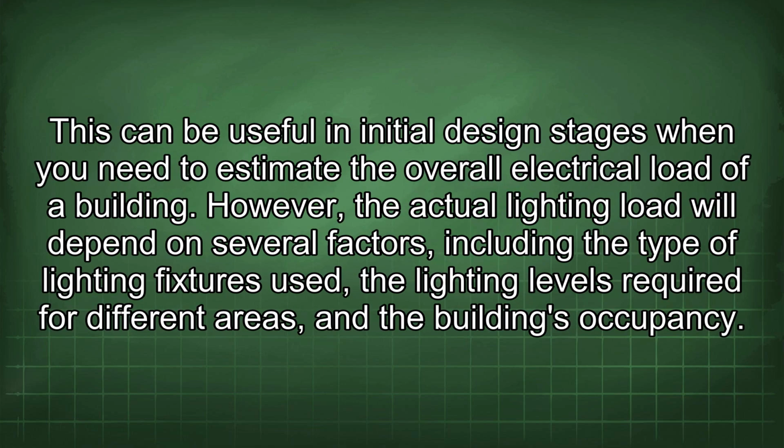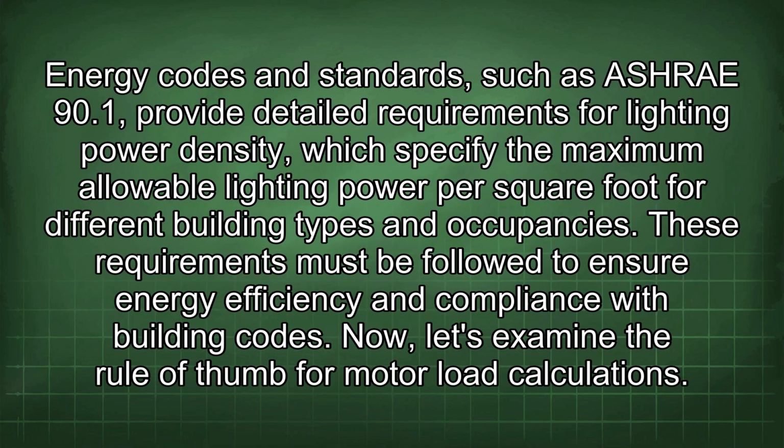This can be useful in initial design stages when you need to estimate the overall electrical load of a building. However, the actual lighting load will depend on several factors, including the type of lighting fixtures used, the lighting levels required for different areas, and the building's occupancy. Energy codes and standards such as ASHRAE 90.1 provide detailed requirements for lighting power density, which specify the maximum allowable lighting power per square foot for different building types and occupancies. These requirements must be followed to ensure energy efficiency and compliance with building codes.